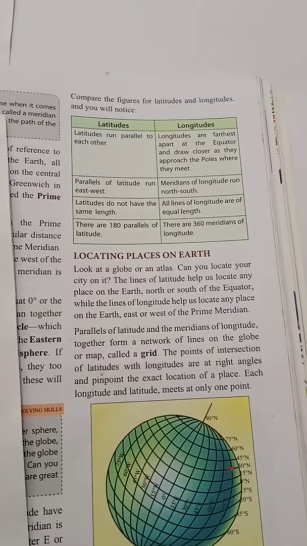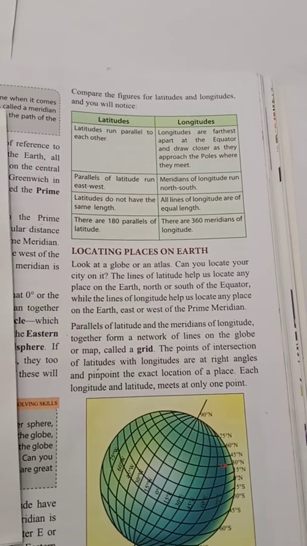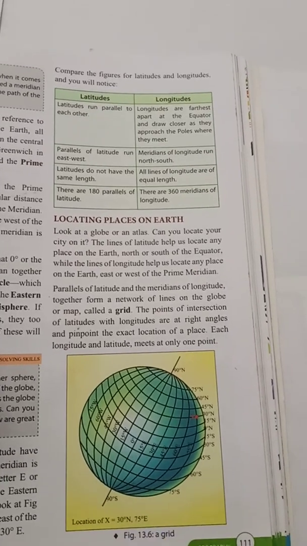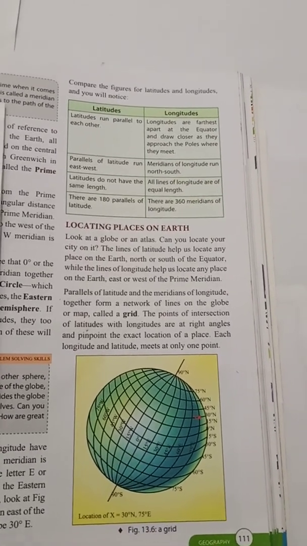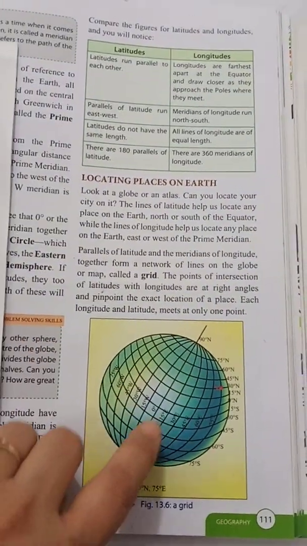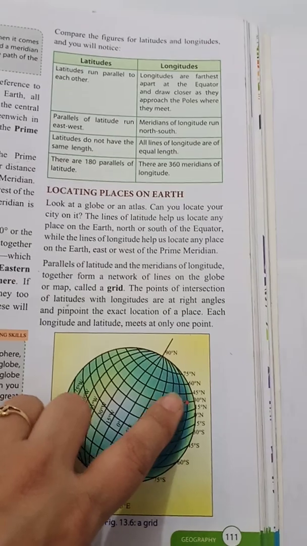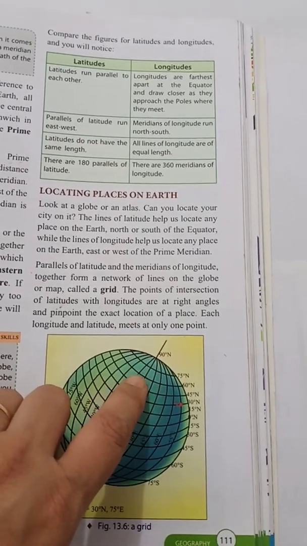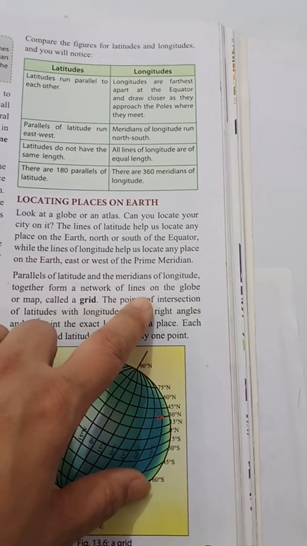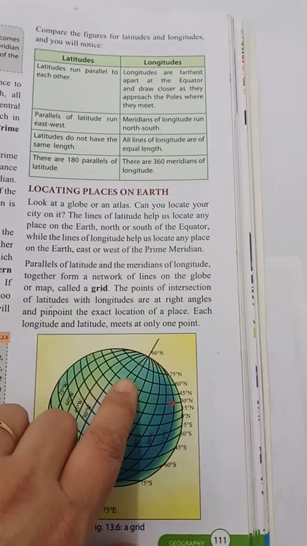So let's start further with the next topic, locating places on the earth. How can we locate a place on the earth? Only because of these latitudes and longitudes. These are the latitudes and these are the longitudes. When both are put together, there is a network of lines on the globe or a map. This is called a grid.